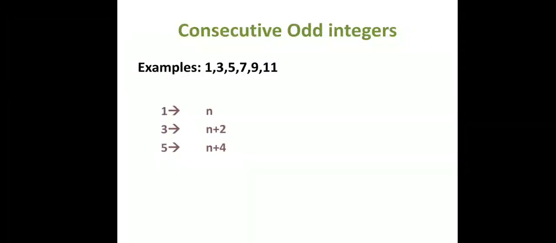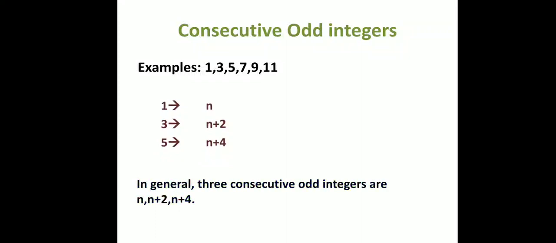So let the first integer of the consecutive odd integers be n. The second one will be more than the first one by 2, so the second one will be n plus 2. Again, the third one will be more than the first one by 4. So the three consecutive odd integers will be n, n plus 2, n plus 4.